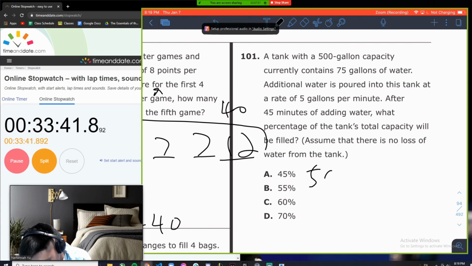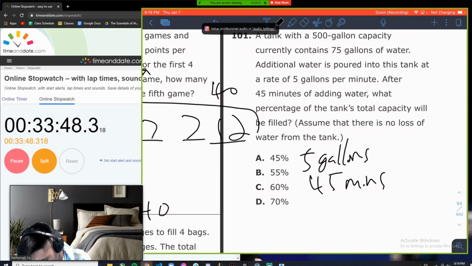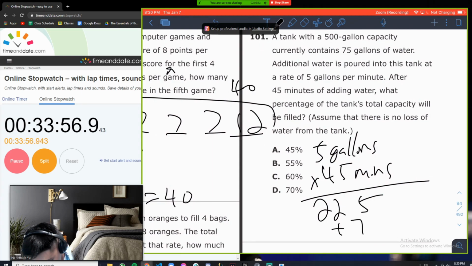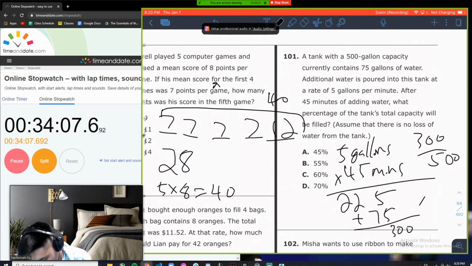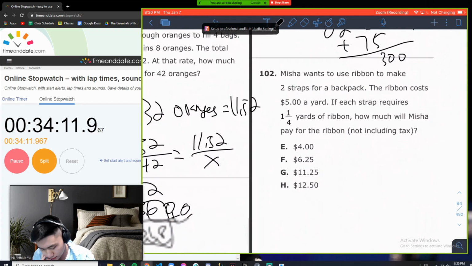So 5 gallons per minute, right? And then it's 45 minutes. So it's 5 times 45, which is 225. And then it already has 75, which is 300. 300 over 500. 60%.